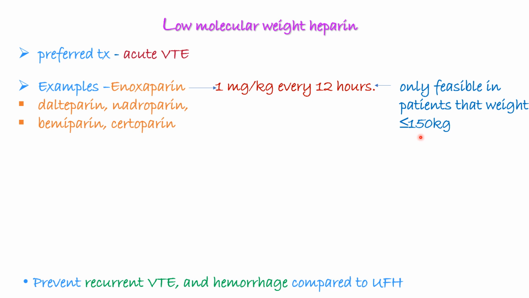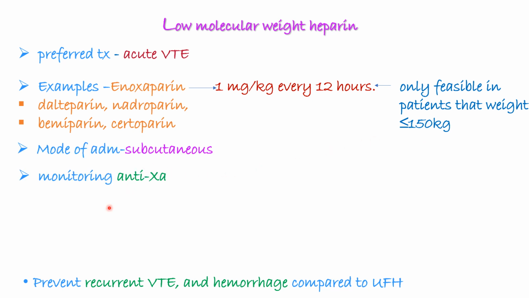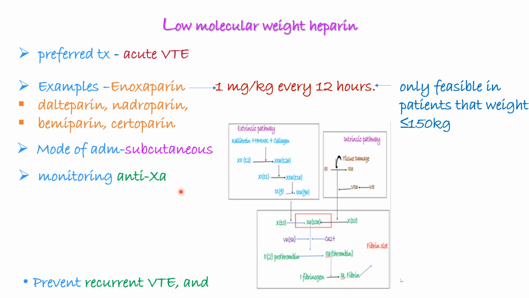That can bring problems in terms of clearance. So if a patient comes in with a weight greater than 150 kgs, we give unfractionated heparin. The mode of administration is subcutaneous, and we monitor low molecular weight heparin by anti-Xa. The reason for this is that the mode of action of low molecular weight heparin is that it stimulates antithrombin 3, which then inhibits factor 10A.